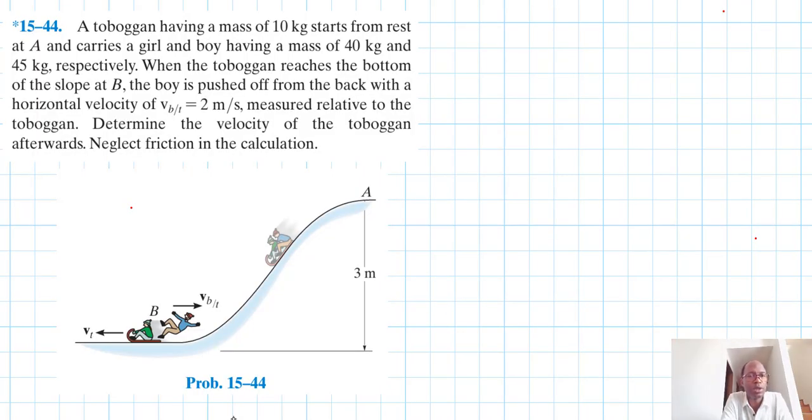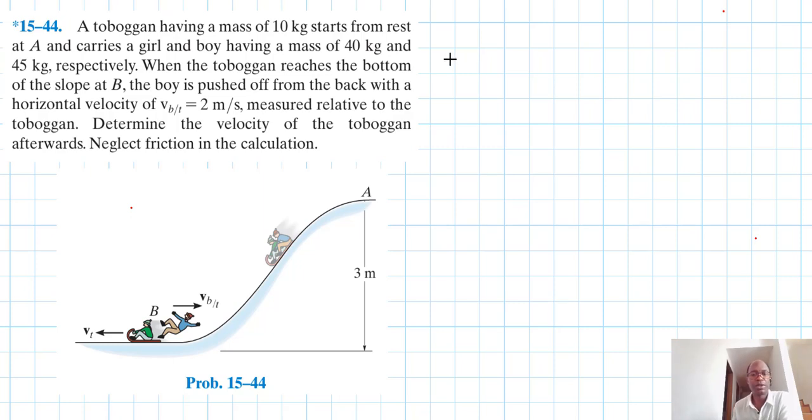The problem reads: a toboggan having a mass of 10 kg starts from rest at A and carries a girl and a boy having a mass of 40 kg and 45 kg respectively. When the toboggan reaches the bottom of the slope at B, the boy is pushed off from the back with a horizontal velocity of 2 meters per second measured relative to the toboggan. Determine the velocity of the toboggan afterwards. Neglect friction in the calculation.